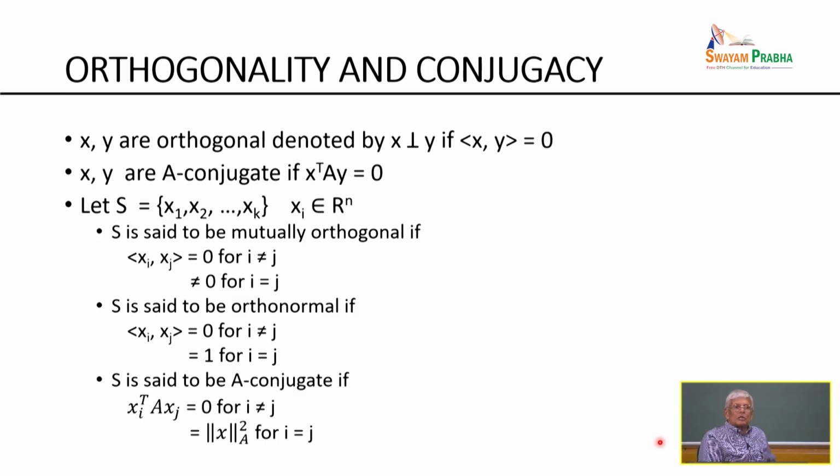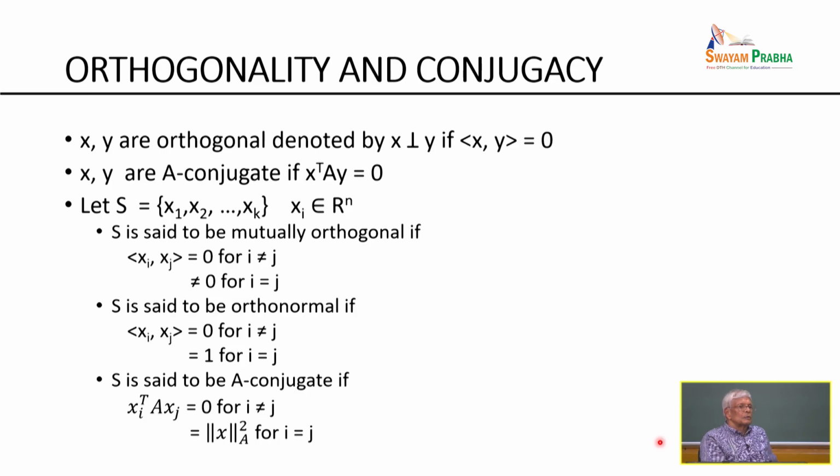A system of vectors is said to be A-conjugate if x_i transpose A x_j is 0 for i not equal to j, and is equal to the energy norm of x with respect to the matrix A when i is equal to j. That's called A-conjugate. So A-conjugacy is an extension of the notion of orthogonality. So orthogonal, conjugate, mutually orthogonal, mutually orthonormal, mutually conjugate: these are the various concepts that come out of this. They are all extensions of the concept of orthogonality.